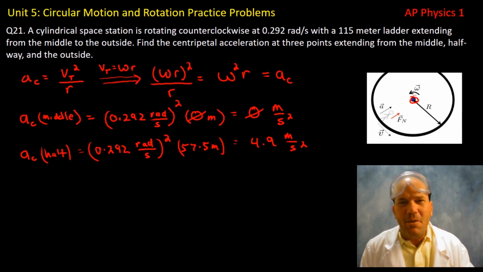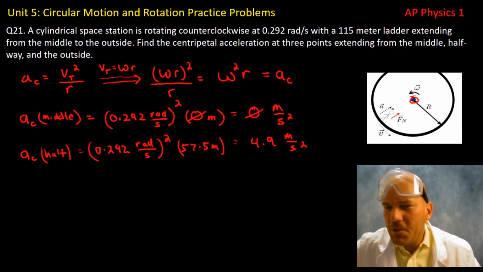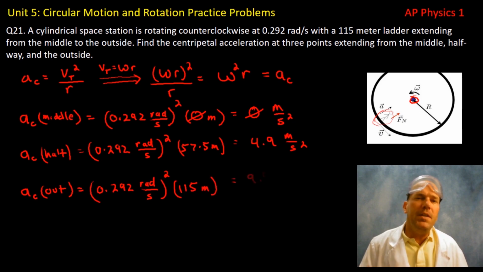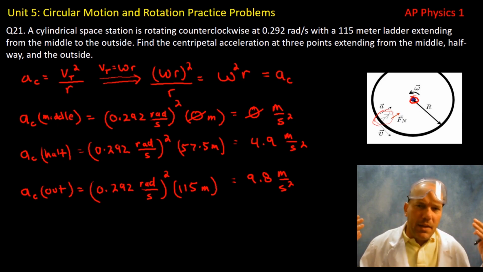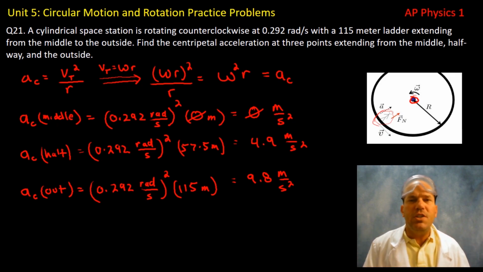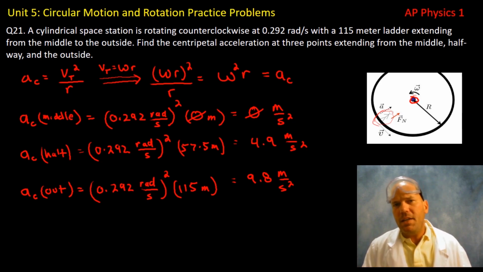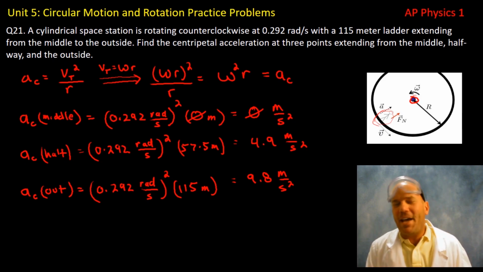And let's see what happens if we go all the way to the outer edge. You might have a clue what happens by looking at this. Let's check it out. If we go all the way 115 meters out at this exact angular velocity, we end up getting the acceleration due to gravity, little g, the same value experienced on planet Earth, being simulated in this space station in outer space. So this is a really cool classic problem.